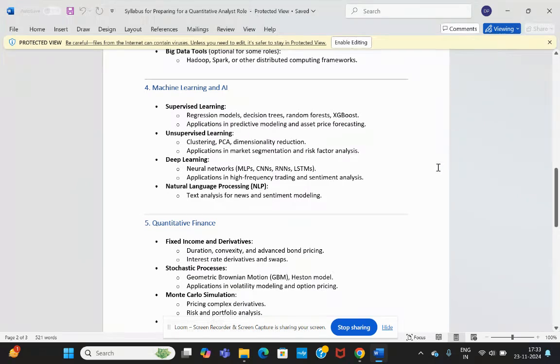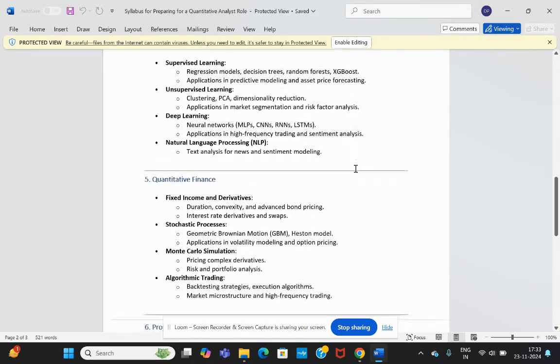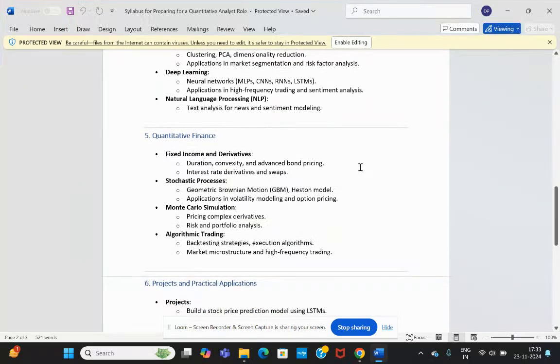This model we will also build from the quantitative perspective. And then the most important topic, that is quantitative finance. In quantitative finance, I will explain in detail fixed income and derivatives, stochastic processes, Monte Carlo simulation, and algorithmic trading.